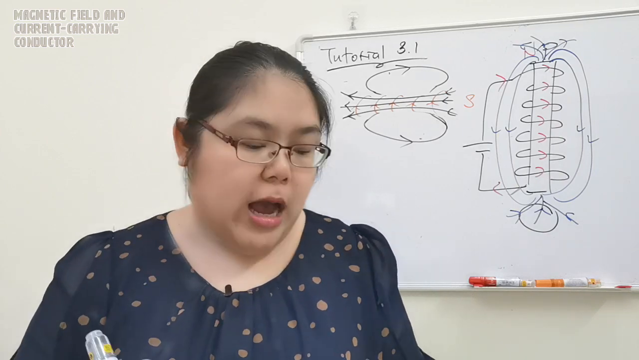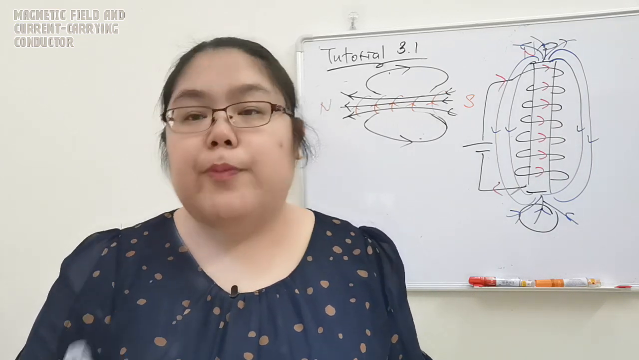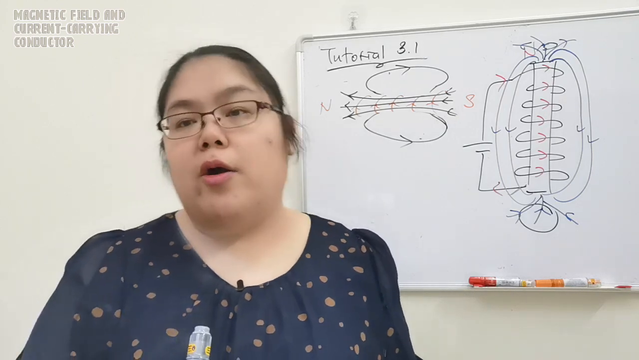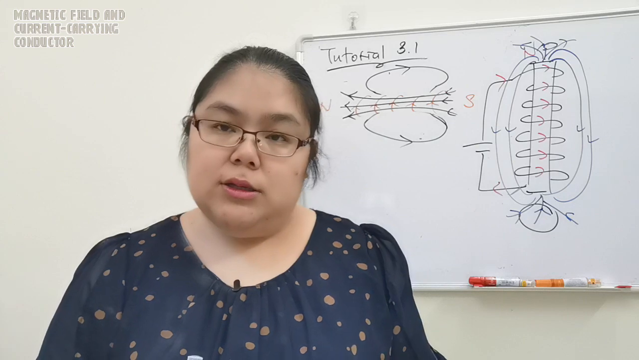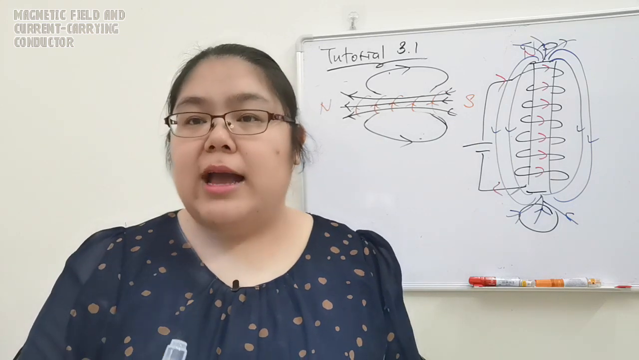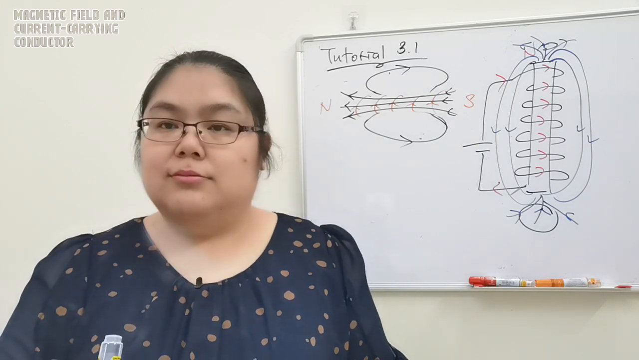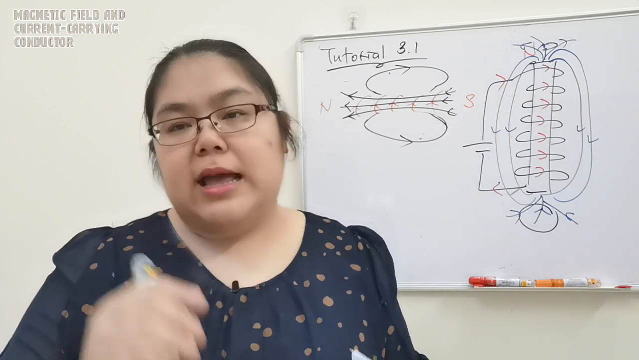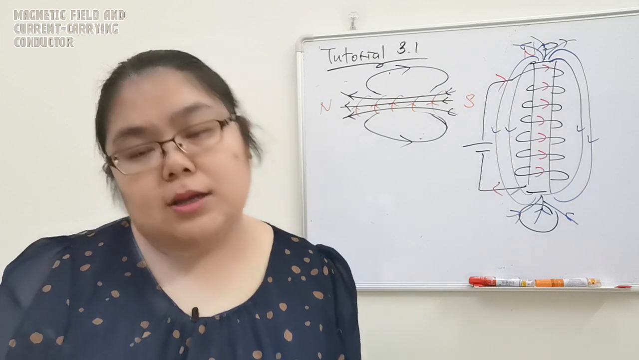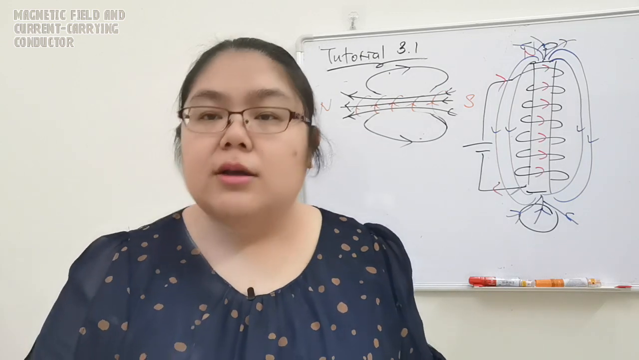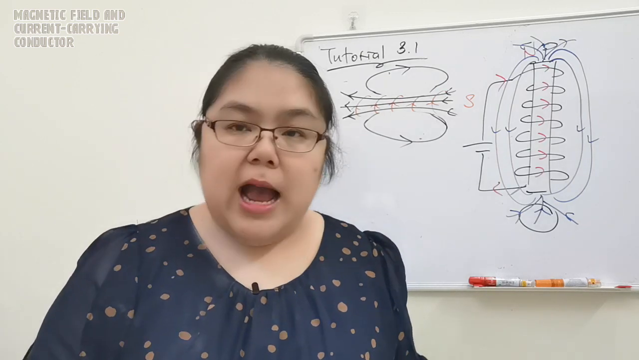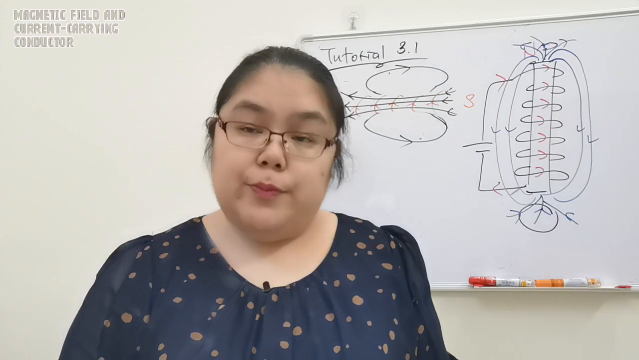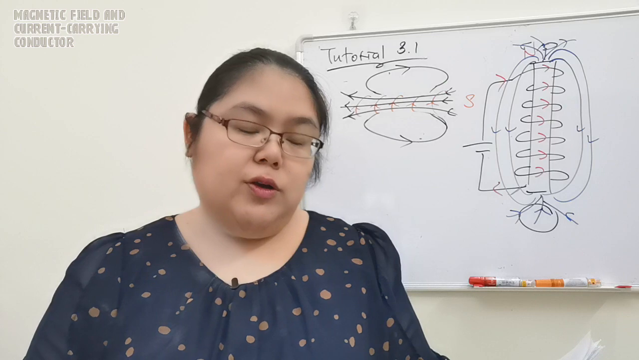When it is just broken, no current flows through the circuit, then the spring will pull the soft iron armature back to the original position. So now the contact joins back again. So the current flows through the circuit, then this process will be repeated until the power supply, or you say until the switch is off. That's all. This one is the process. Then we go to the last one.